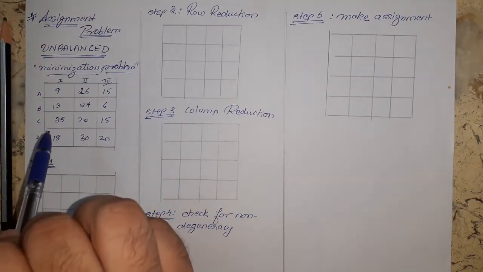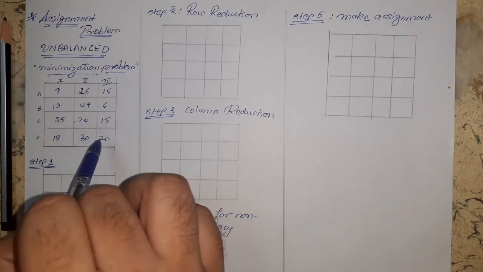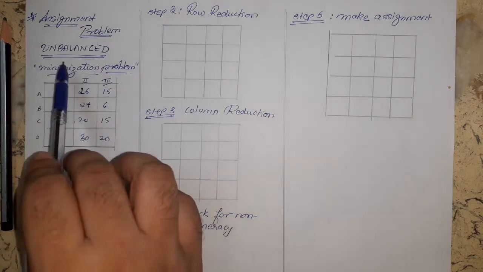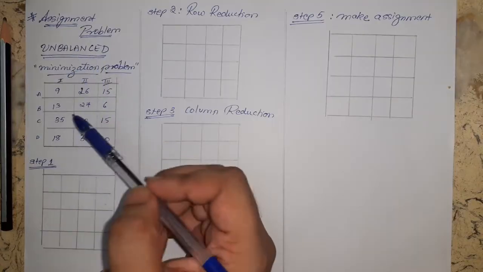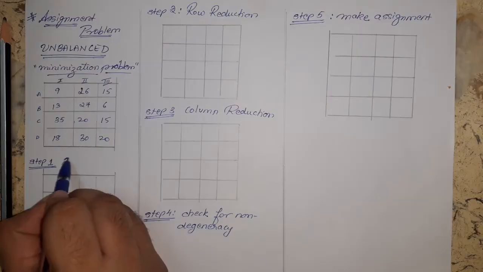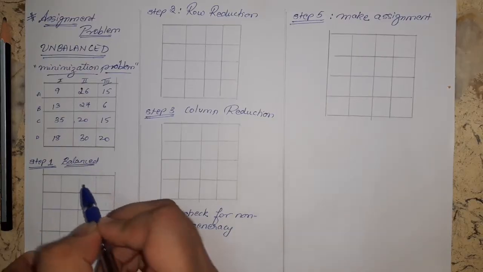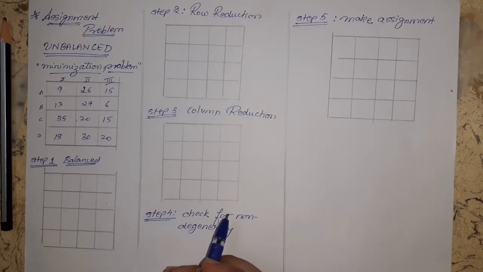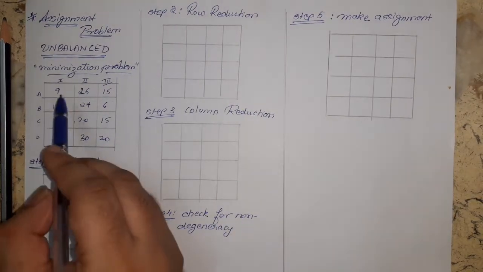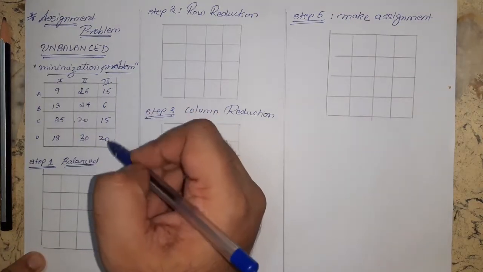Now, if you look carefully, there are 3 columns and 4 rows available. Hence, your question is unbalanced. So in order to solve such a sum, the very first step will be to balance the question. Now there are 3 columns and 4 rows, so in order to balance it, I'll have to add one more column.